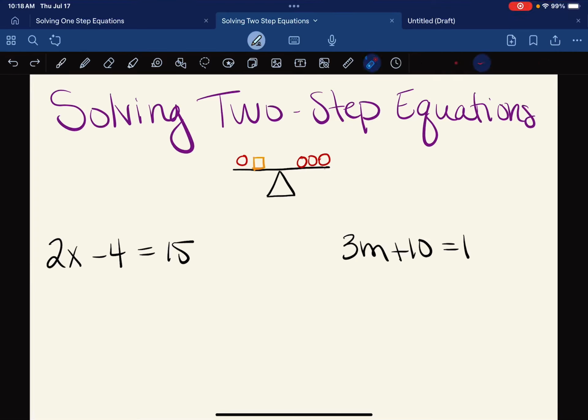Solving two-step equations. So I want you to keep the idea of this scale in mind when we're solving our two-step equations. This fulcrum right here is the same thing as our equal sign in an equation. So remember, both sides of our scale is balanced, and both sides of our equation we want to be balanced, or they are balanced also.